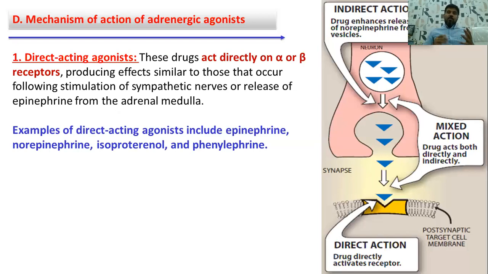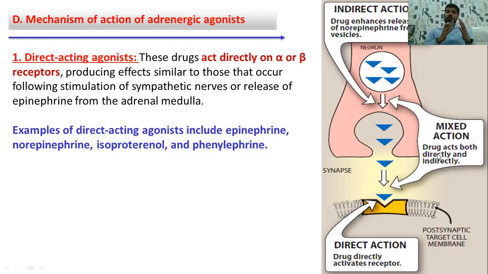So what is the mechanism of adrenergic agonists? I think the mechanism of adrenergic agonists is a bit similar to the mechanism of cholinergic agonists that we talked about in the last two or three lectures. So here again, we have direct acting agonists, and again, we have indirect acting agonists. But the only thing which is different between adrenergic and cholinergic agonists is that we have a third group for adrenergic agonists, which is called mixed action adrenergic agonists.